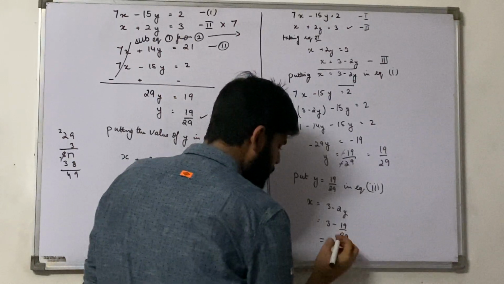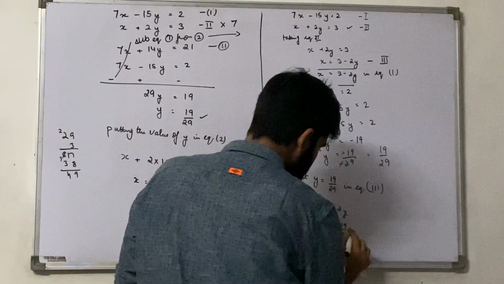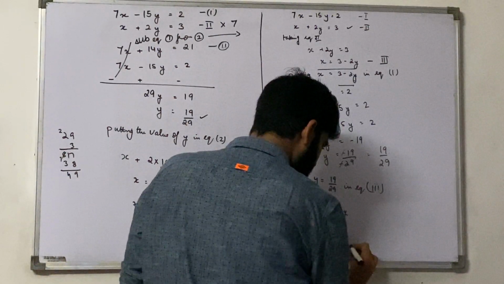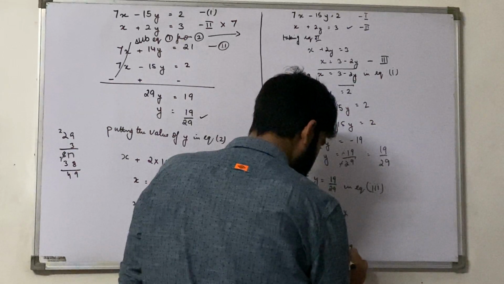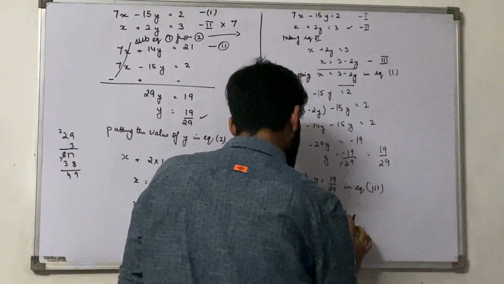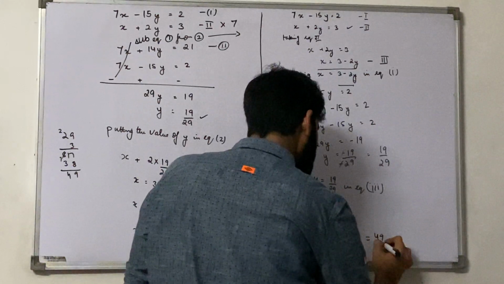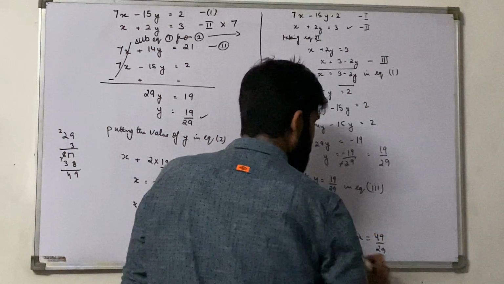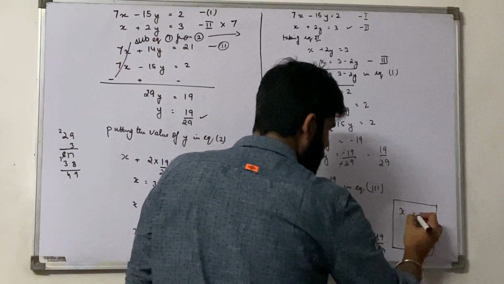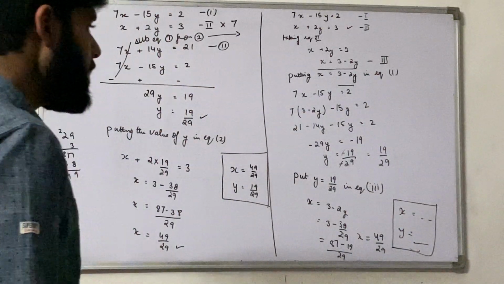This will come out to be 87 by 29, minus 19 by 29. This comes 38. This comes out to be 49 by 29. So again you will draw a box. You will write x is equal to this, y is equal to this, and this is how your question ends up.